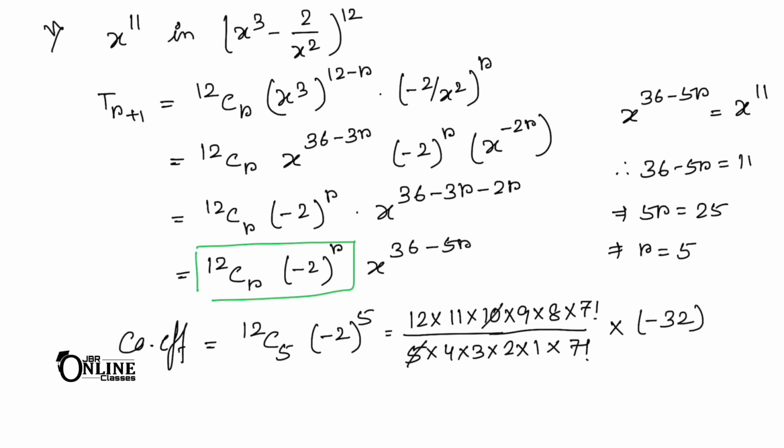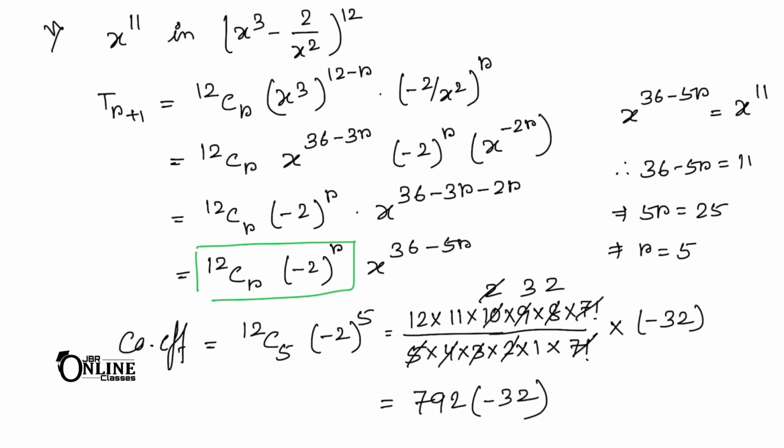Now next, 5 2s are 10, 7 factorial cancels out, 2 2s cancel out. Here 4 2s are 8 and 3 3s are 9. So that means here you have 12 into 11 into 6. 12 into 11 into 6 means 792. So 792 into minus 32.